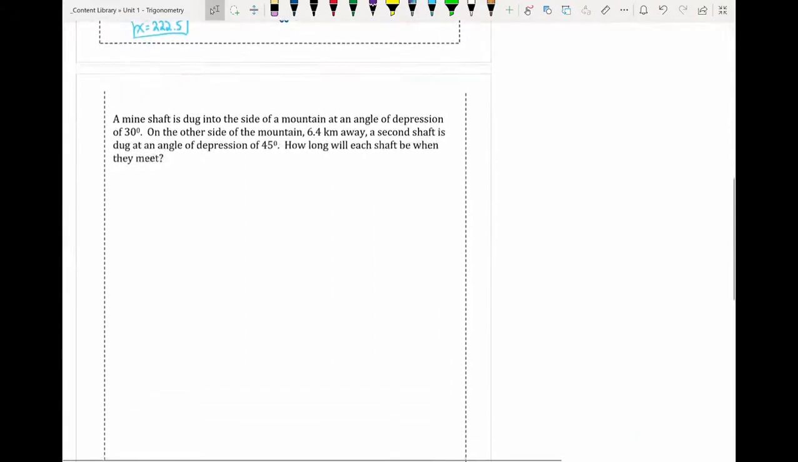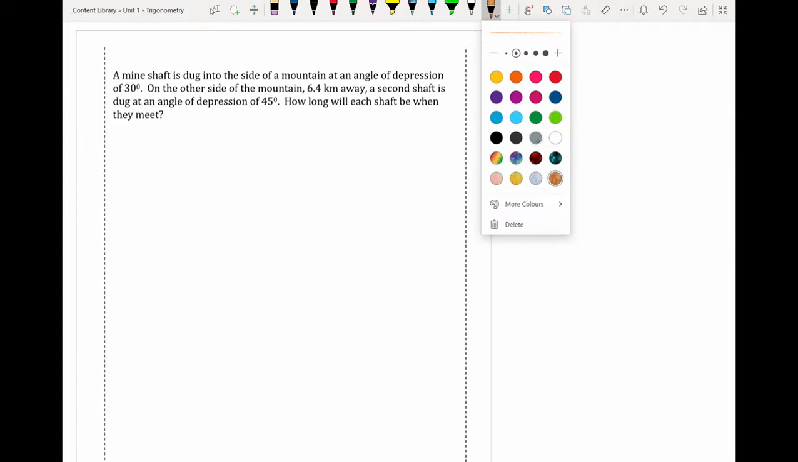I'm going to look at one other example. So in this example, we have a mine shaft that is dug into the side of the mountain at an angle of depression of 30 degrees. On the other side of the mountain, 6.4 kilometers away, a second shaft is dug at an angle of depression of 45 degrees. How long will each shaft be when they meet?